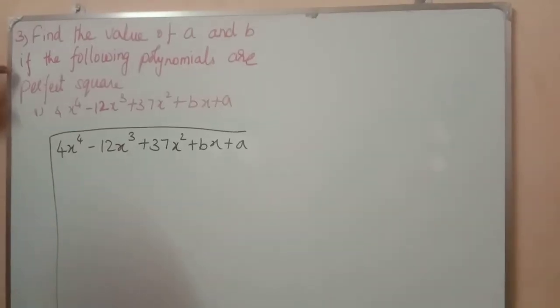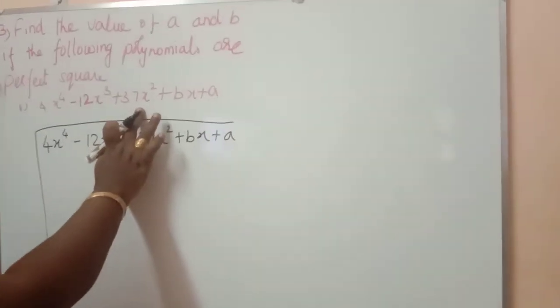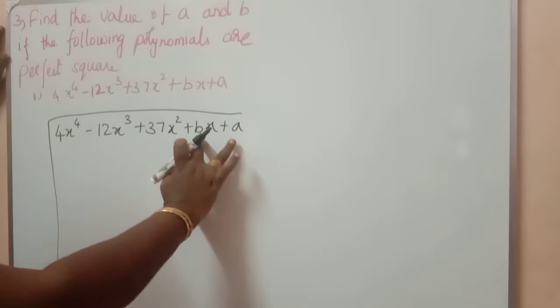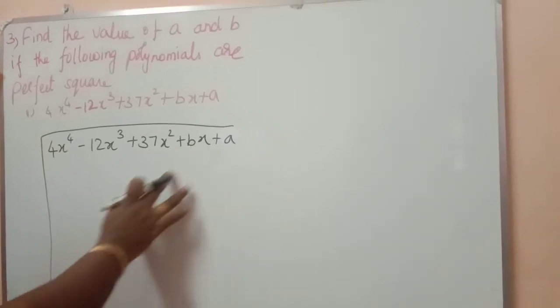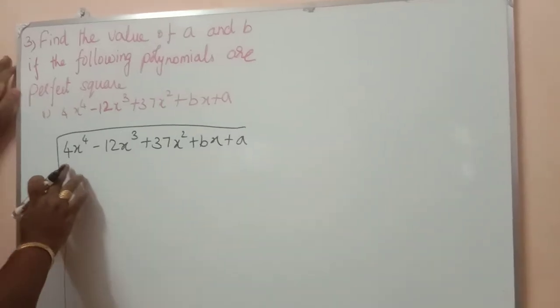The value of a and b if the following polynomials are perfect square. This polynomial is a perfect square. If it is a perfect square, we have to find the unknown values a and b. But the procedure will be the same. Last step alone we have to do differently. Some different changes will be there.